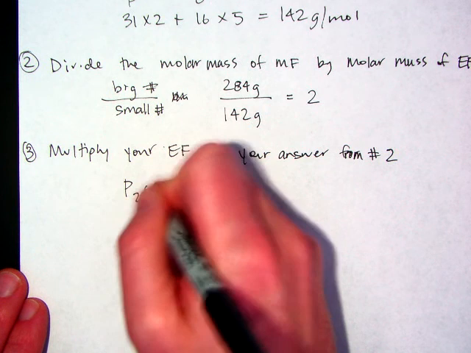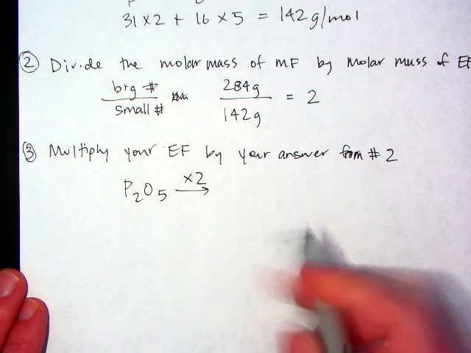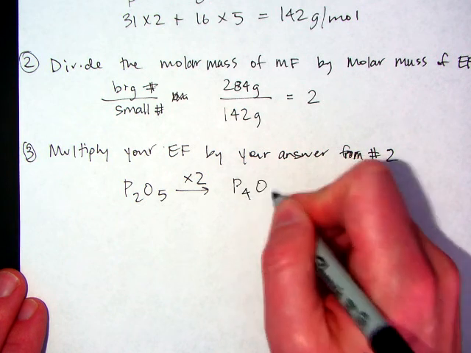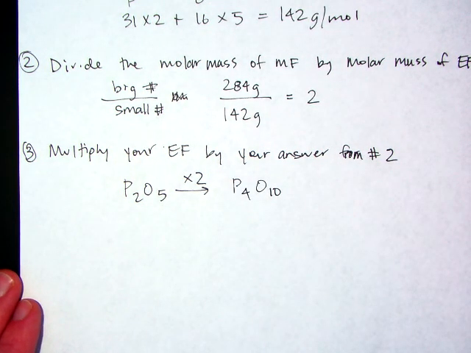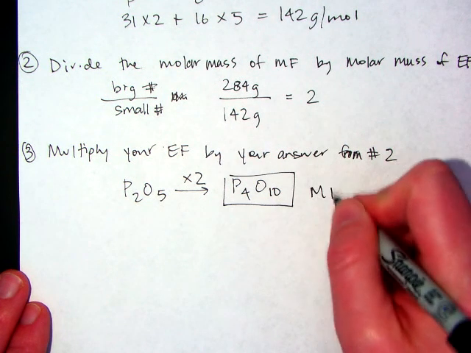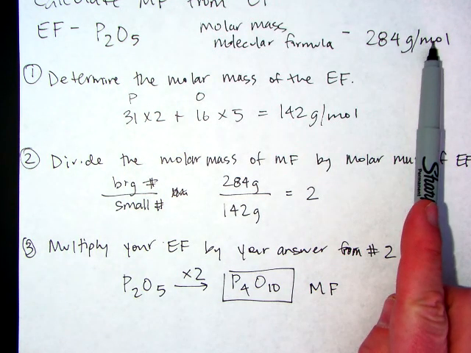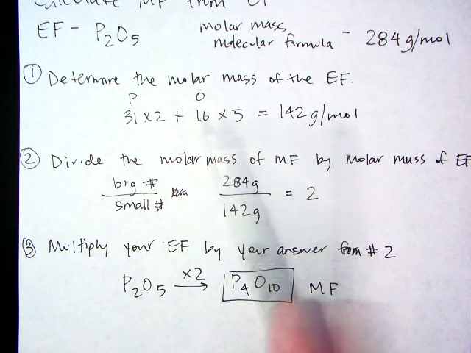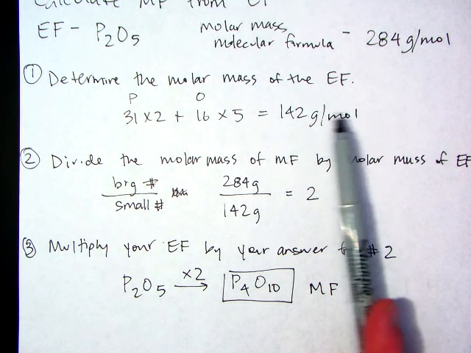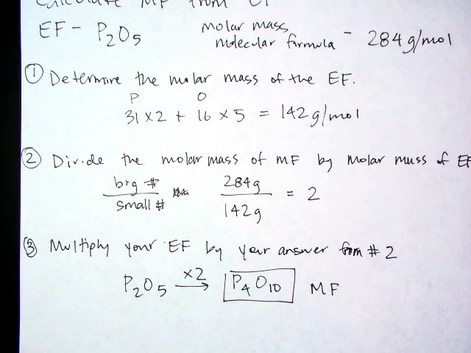So that would look like this. You would take P2O5, that's the empirical formula, and you'd multiply it by 2. So instead of P2O5, it would become P4O10. And this is the molecular formula. Okay? So given the empirical formula and molar mass, you have to get both of those. To determine the molecular formula, you have to follow those 3 steps. Pretty straightforward, right? Not a lot of really rocket sciencey math.